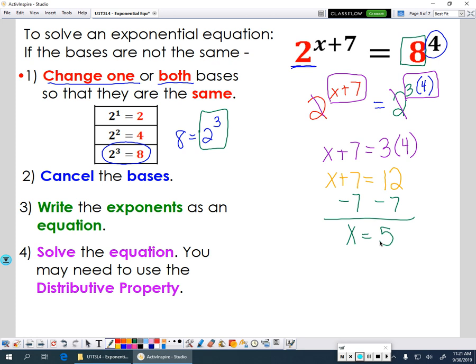What that's saying is if I were to go back to my original equation, right up here, and I did 2 to the 5 plus 7, which is 2 to the 12th, that would give me the same answer as 8 to the 4th. So what we're doing is figuring out these exponential equations.